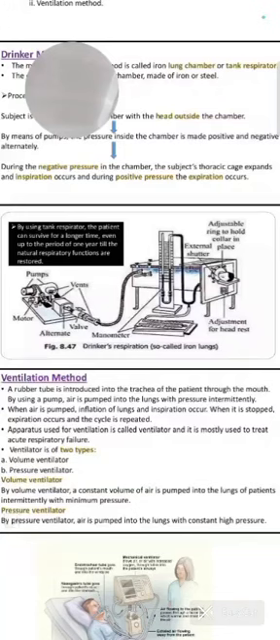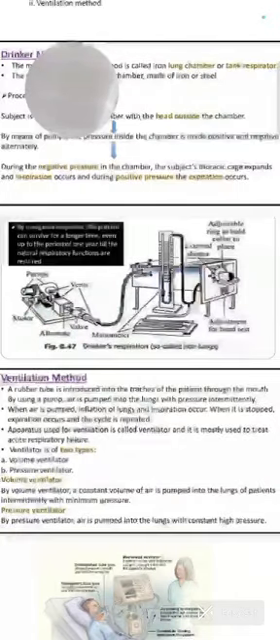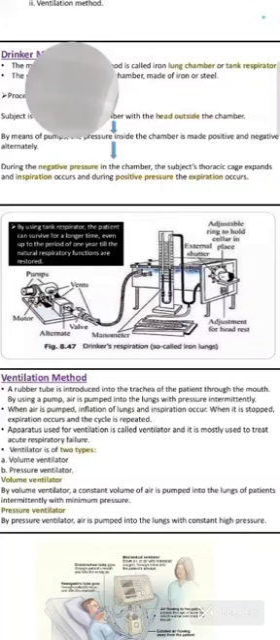The subject's head is placed outside the chamber. Through the motor pumps, the pressure inside the chamber is made negative as well as positive alternately, thereby inspiration and expiration occur. By using this method, that is the tank respirator method, the patient can survive for a long time, even for a period of one year, till the natural respiratory functions are restored.